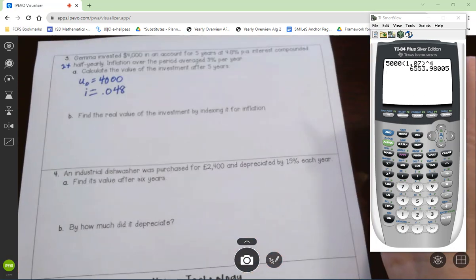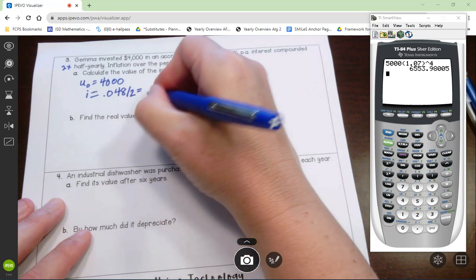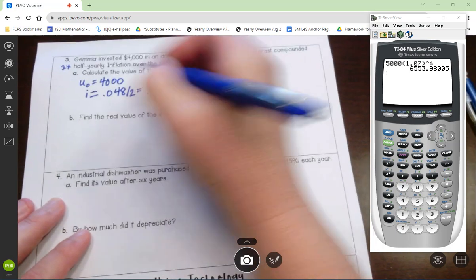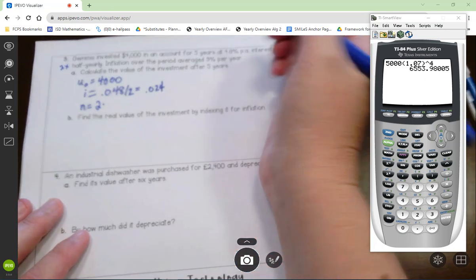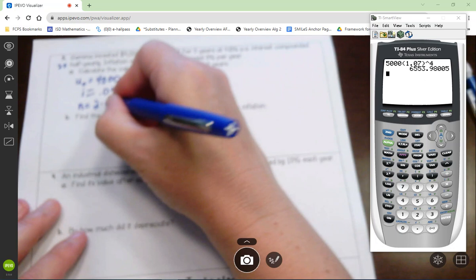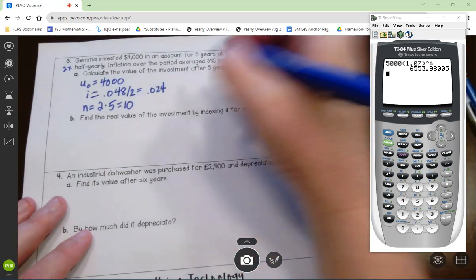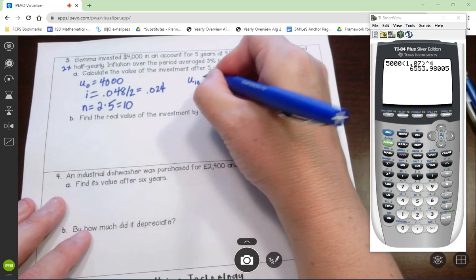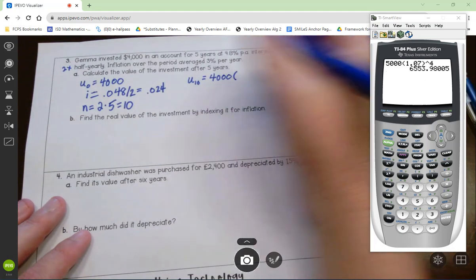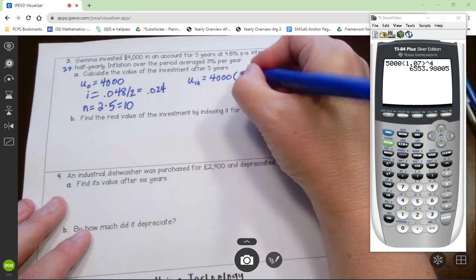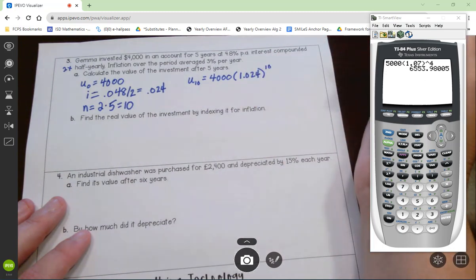But we need to divide that by the twice a year. So it's going to be 0.024. And then the number of times it's compounded, 2 times a year, times 5 years. So the interest is compounded 10 times. Going to your formula, U sub 10 is going to equal your starting amount. And you can write 1 plus 0.024 or just write 1.024 raised to the 10th power.